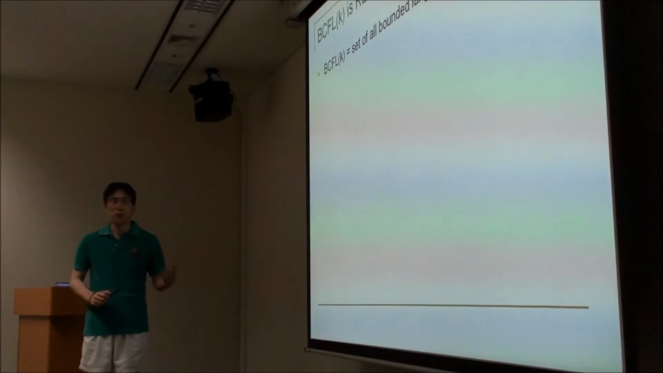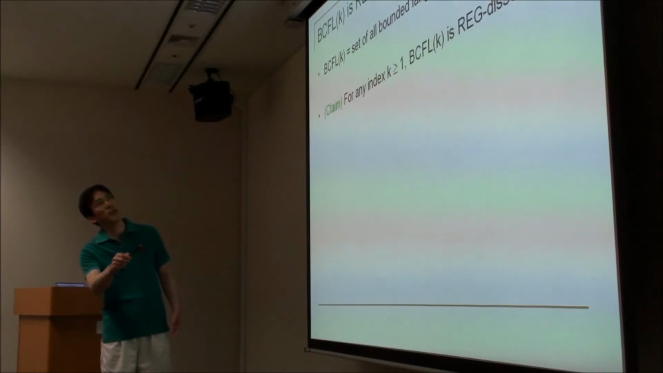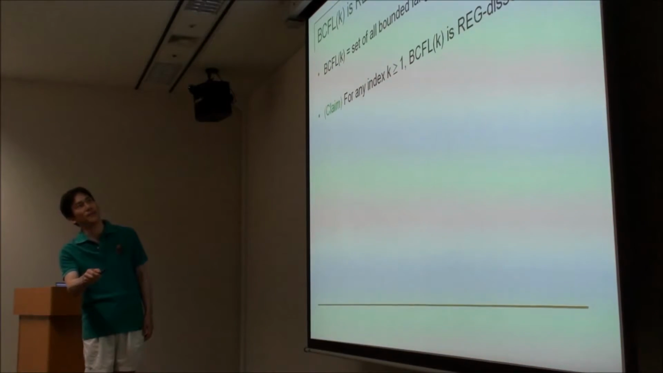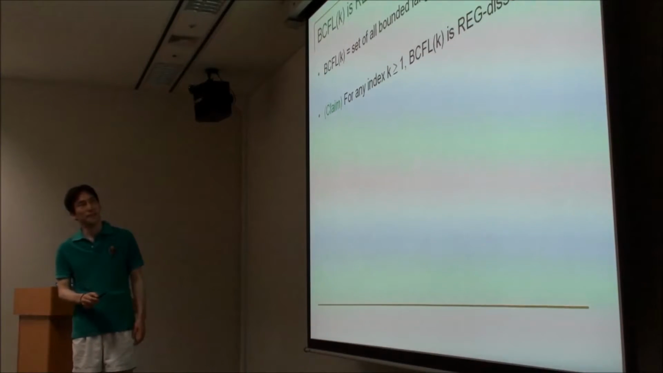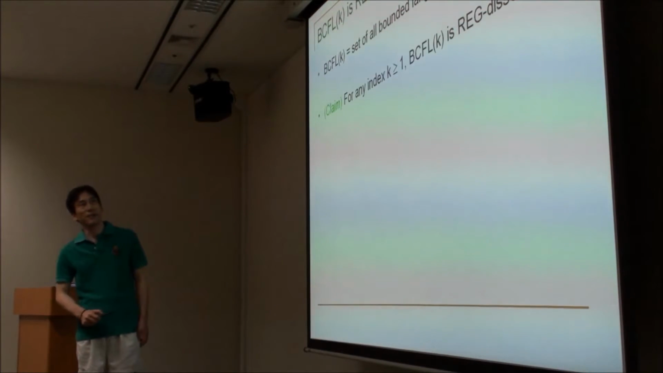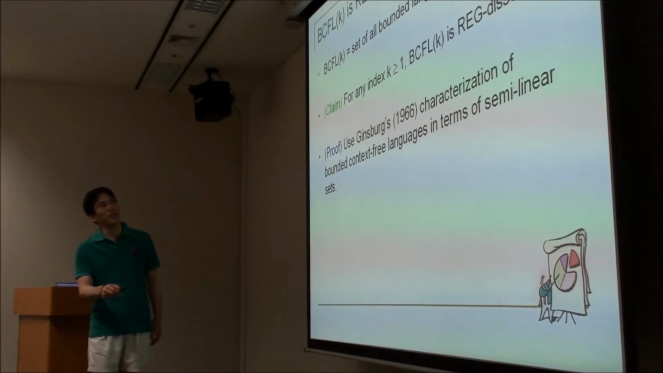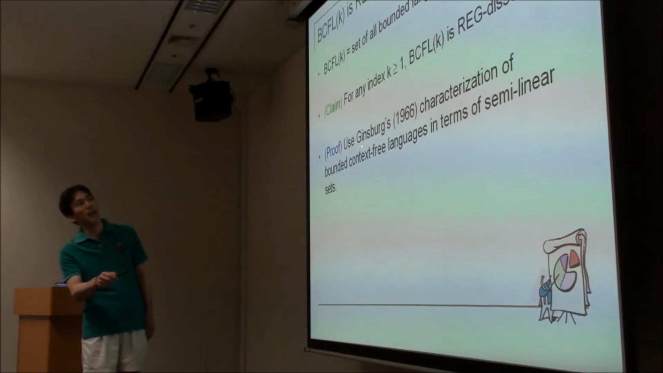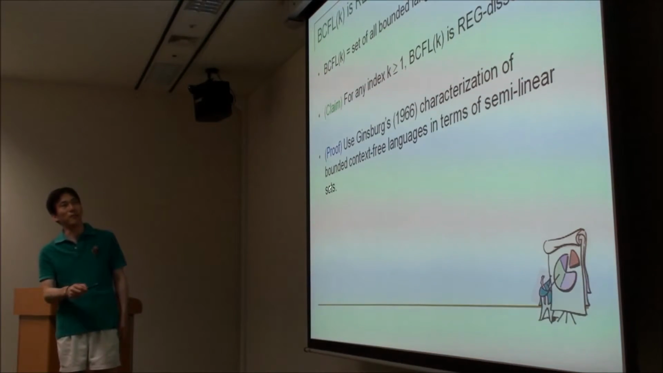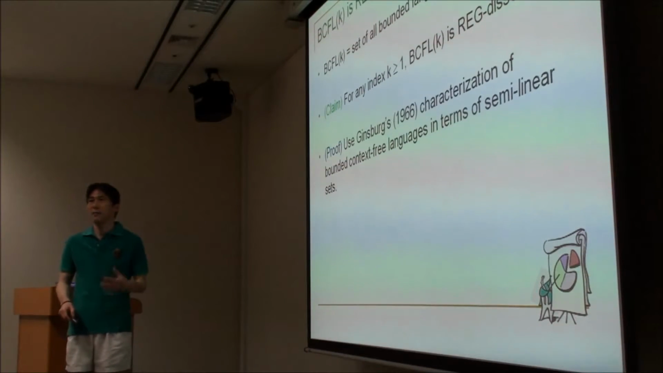So what we are going to prove here is that BCFL_k, which is the restricted form of CFL_k where all the languages are restricted to bounded, is regular dissectable. The proof is not that hard. Basically the proof is based on Ginsburg's characterization of the bounded context-free languages in terms of semilinearity. The semilinear sets are defined by Tarski.